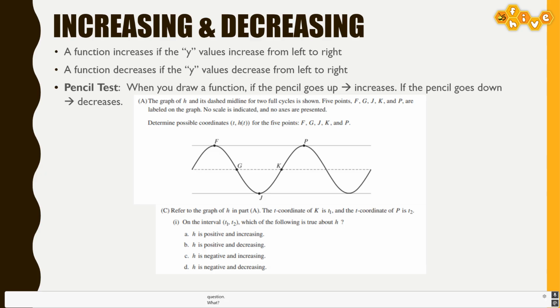What's t? T is your x coordinate here. So if you look, it says t is your x coordinate and h of t is your y coordinate. So it's saying from x1 to x2, is it A, B, C, or D?